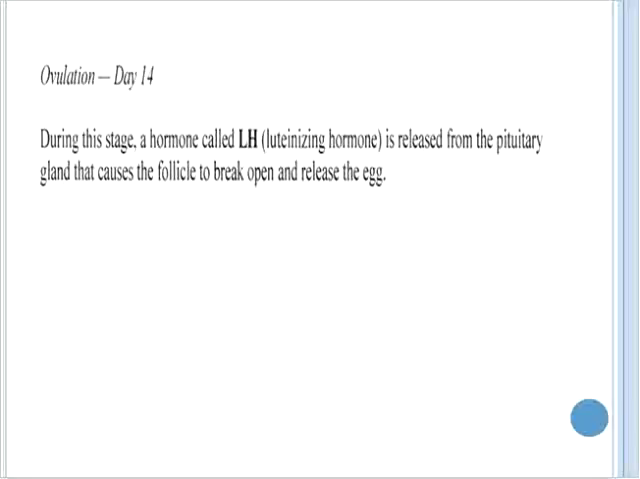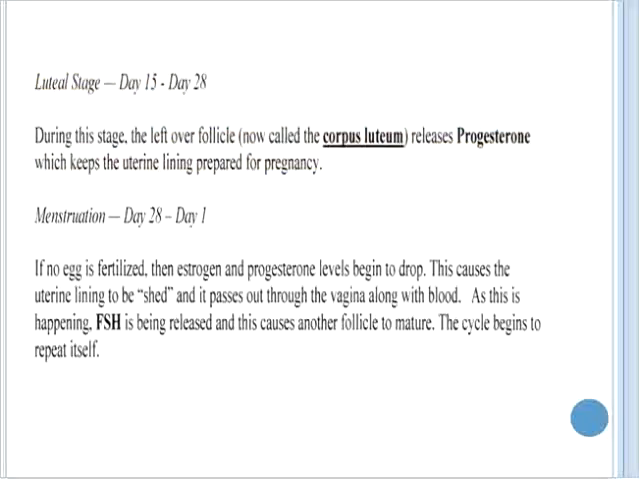On day 14, the midpoint of the cycle, a hormone called luteinizing hormone is released from the pituitary gland. This triggers the follicle to break open and release the egg. Days 15 to 28 are deemed to be the luteal stage. During the luteal stage, the leftover follicle, which is now called the corpus luteum, releases progesterone. Progesterone keeps the uterine lining prepared for pregnancy.